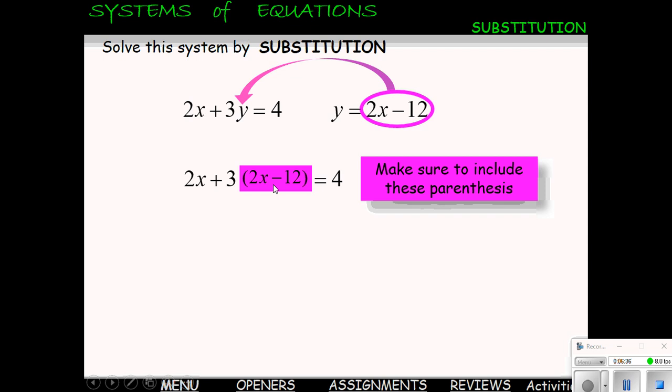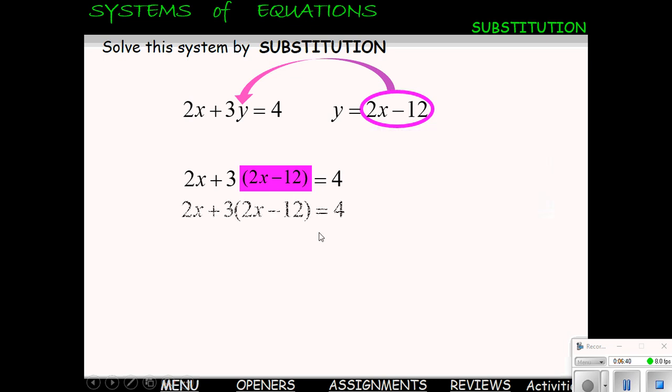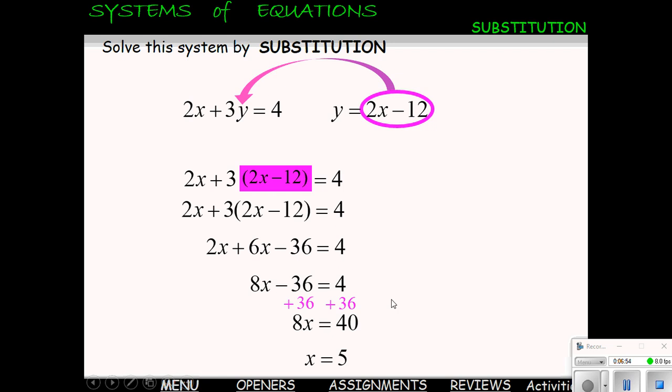And we solve this problem conventionally. You do have to make sure you include the parentheses because we're going to have to distribute this 3. So we distribute the 3 in here. 3 times 2x is 6x. 3 times minus 12 is negative 36. Then we got to combine our like terms. 2x plus 6x is 8x. Then we're going to add 36 to both sides. And then divide by 8 and get 5.